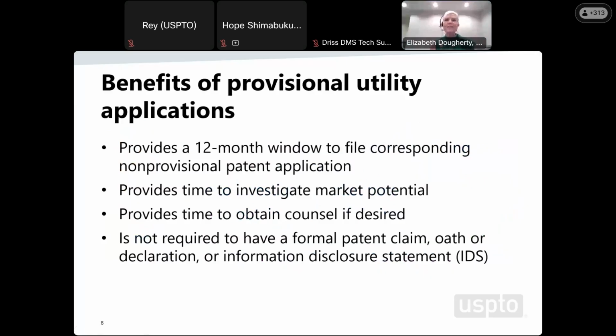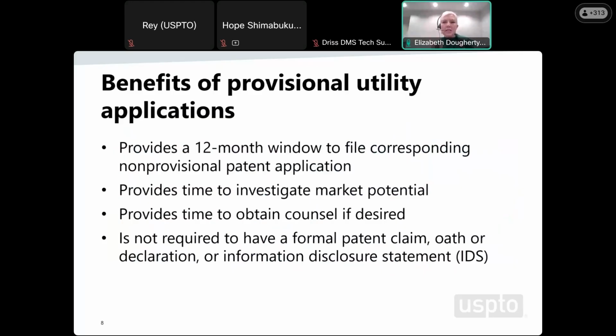So what are the benefits of a provisional utility application? And there's many of them. It provides a 12-month window to file corresponding non-provisional patent applications or one application. Sometimes people will file multiple provisional applications, combine them into one non-provisional. It is a 12-month window, or it is a 12-month placeholder, as we like to say, which gets your foot in the door at the US Patent and Trademark Office.